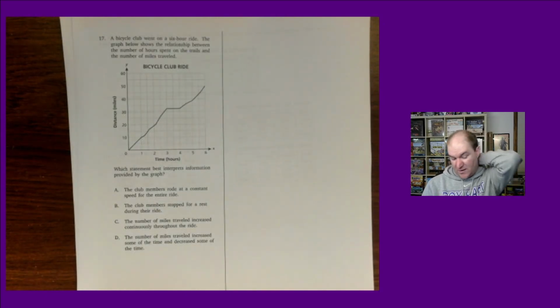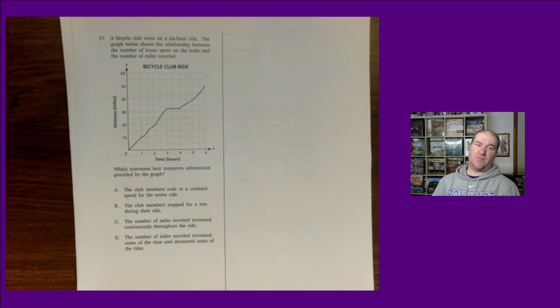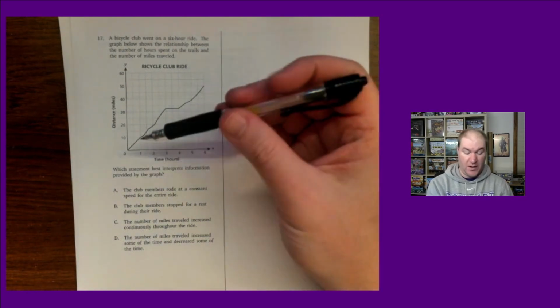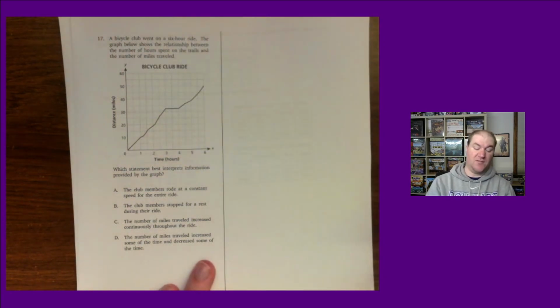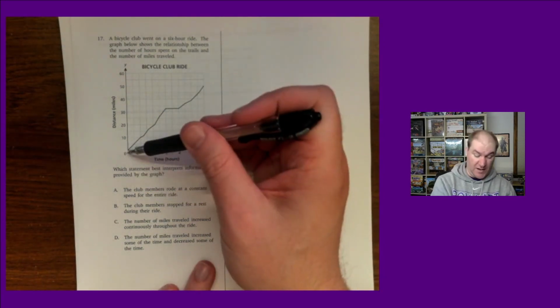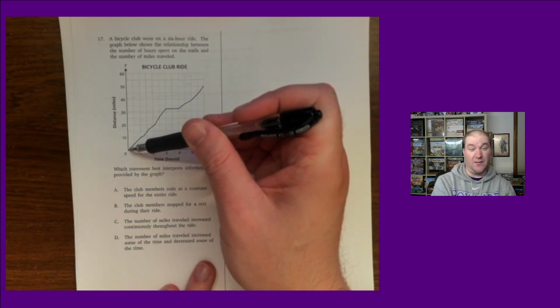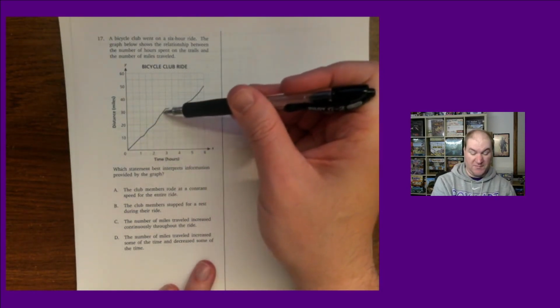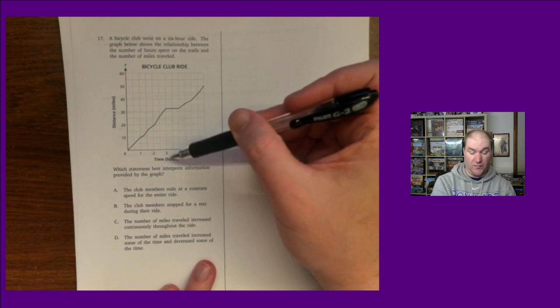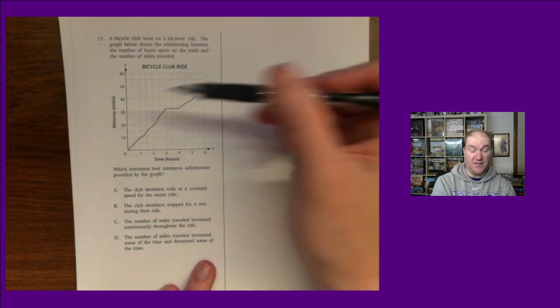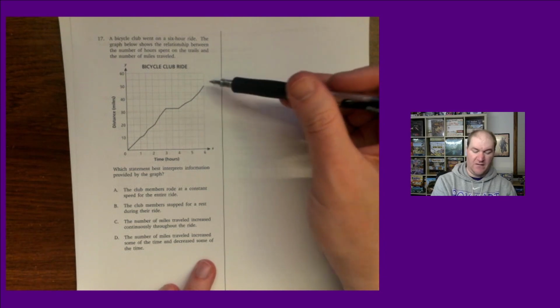Number 17. A bicycle club went on a 6-hour ride. The graph below shows the relationship between the number of hours spent on the trails and the number of miles traveled. Which statement best interprets information by the graph? So you can see the x-axis represents the number of hours that this ride was, and the y represents the distance traveled, right? So after 0 hours, they've gone 0 miles. That makes sense. So over the course of some time, they started to increase their distance, right? Then there's this flat part. So for an hour, they didn't go anywhere, right? Their distance didn't increase. And then they started traveling again.